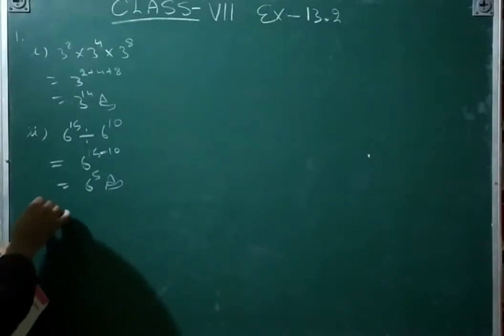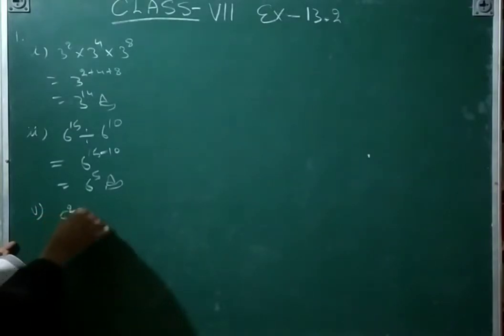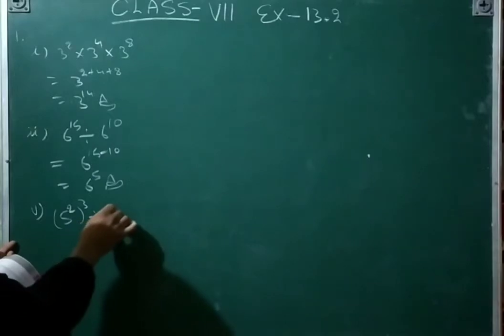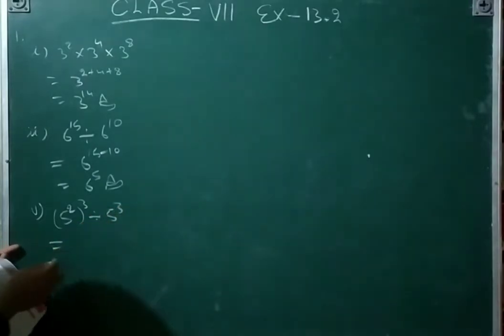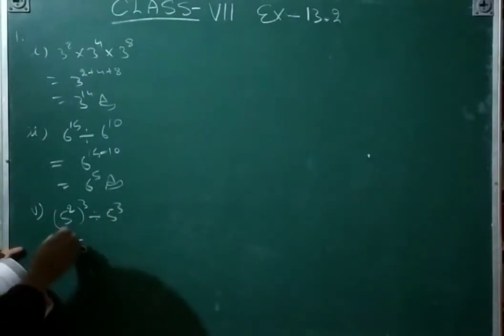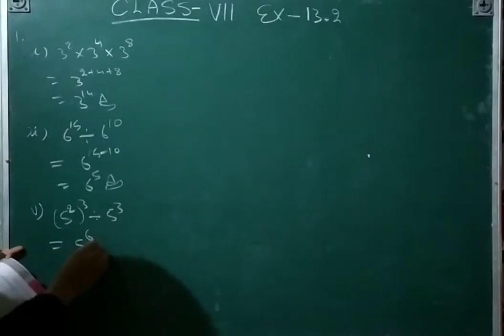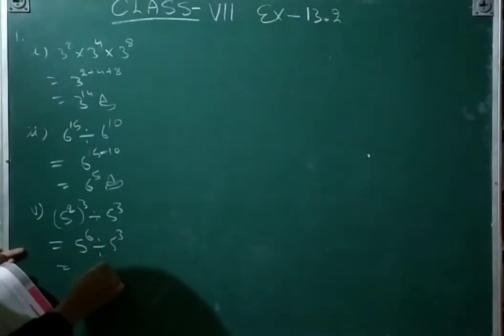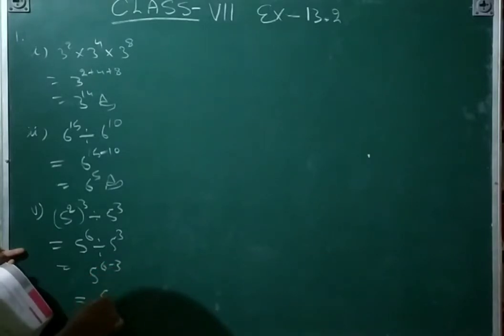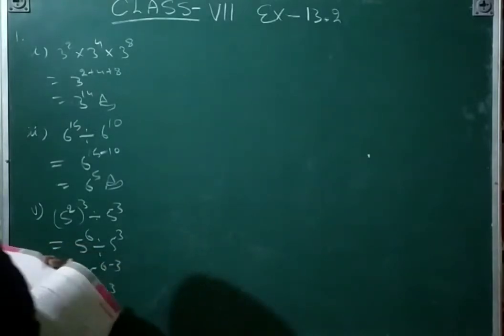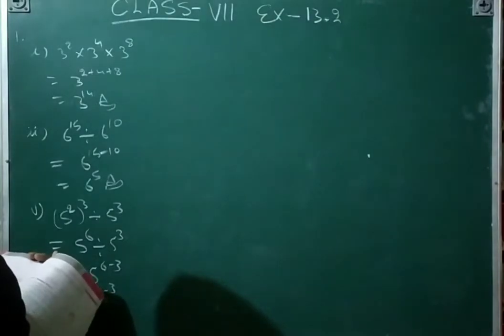See the fifth part: 5 power 2 again power 3, divided by 5 power 3. First of all we will do that one. 5 power 2 and again power 3 is there, so these two powers will be multiplied. 2 times 3 is 6, divided by 5 power 3, and then 5 power 6 minus 3 is equal to 5 power 3. The fifth part is done.